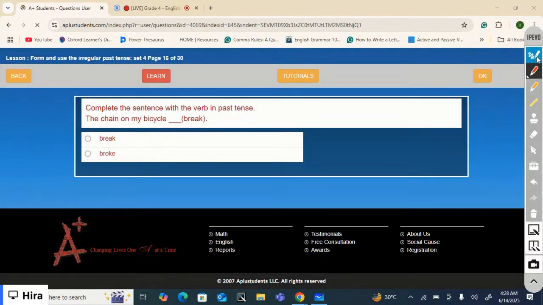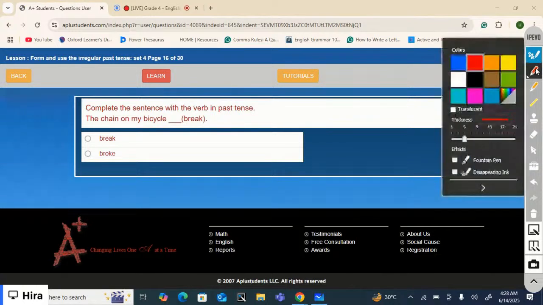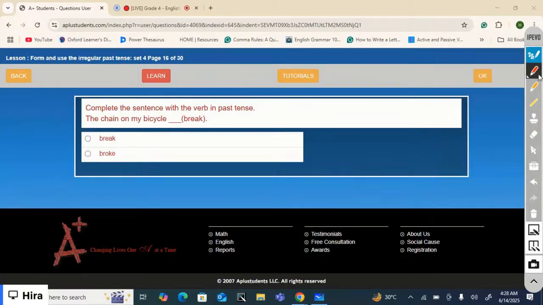Okay, well, let's have a quick review of the irregular past tense verbs. So, we have some regular past tense verbs. So, what are regular verbs? How do we recognize them? Well, regular verbs follow a rule. What kind of rule? It means add ed or add d to the verb.